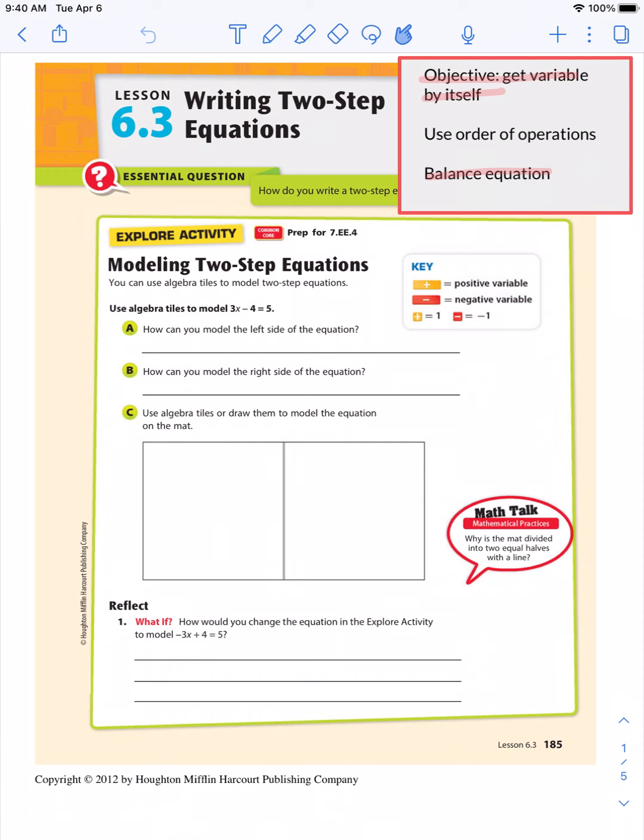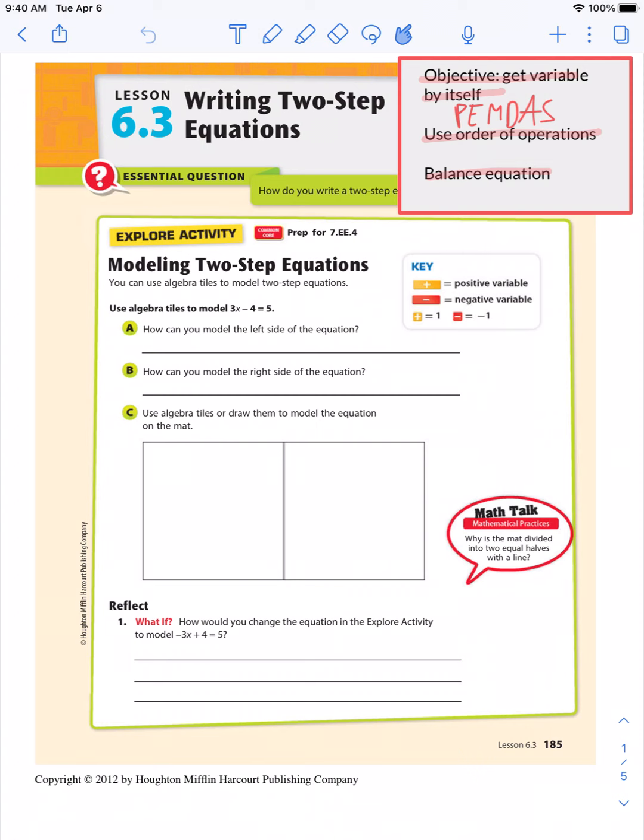Also, when we're solving for a variable, we're going to use the order of operations. Since we're working backwards to get the variable by itself, we actually need to use the order of operations backwards. So remember, the order of operations is PEMDAS. Since we're working backwards, that means we need to undo any addition and subtraction first, then undo any multiplication and division. All right, so let's get started.